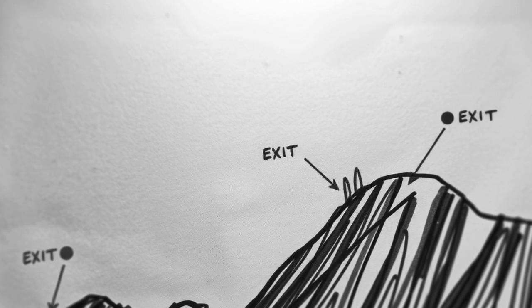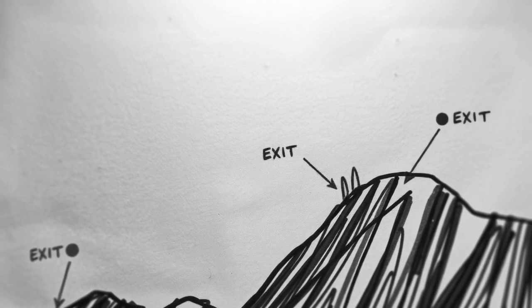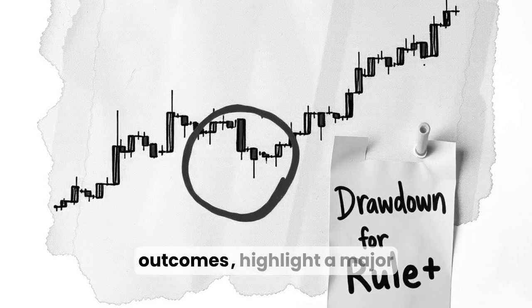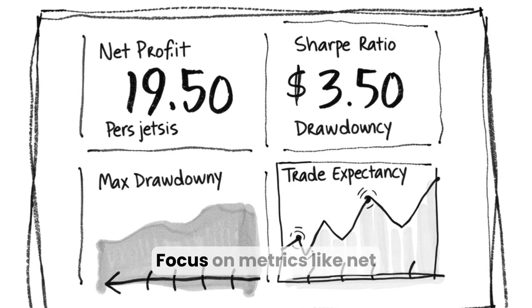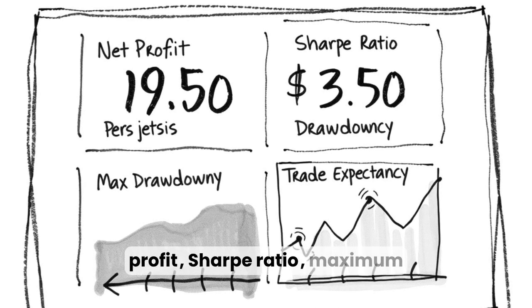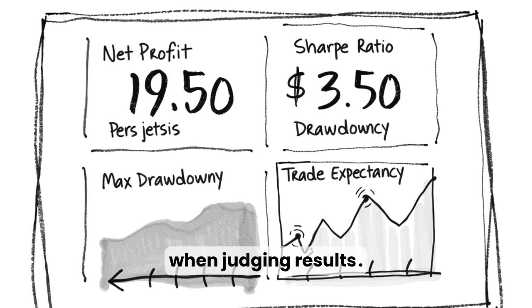Plot equity curves with markers for entries and exits to visualize performance over time. Annotate charts to show trade outcomes. Highlight a major drawdown and discuss its cause. Focus on metrics like net profit, Sharpe ratio, maximum drawdown, and trade expectancy when judging results.